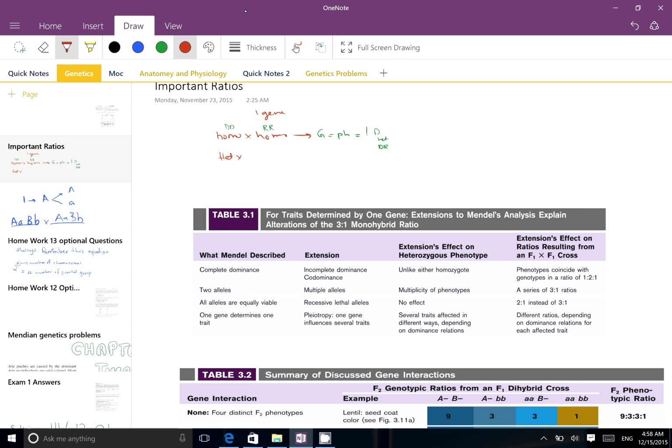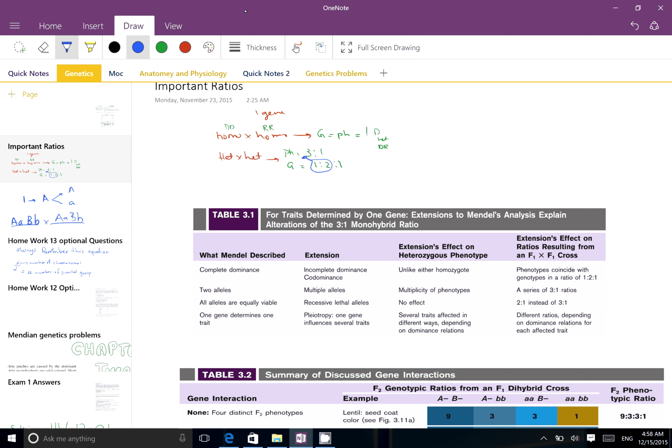If you have the heterozygote cross, het times het, your genotypic ratio and phenotypic ratio will be different. Your phenotypic ratio would be 3 to 1. Your genotypic ratio will be 1 to 2 to 1.